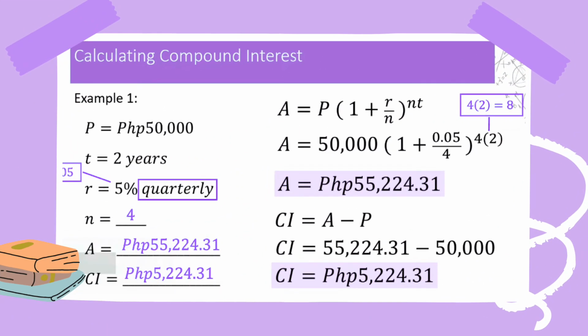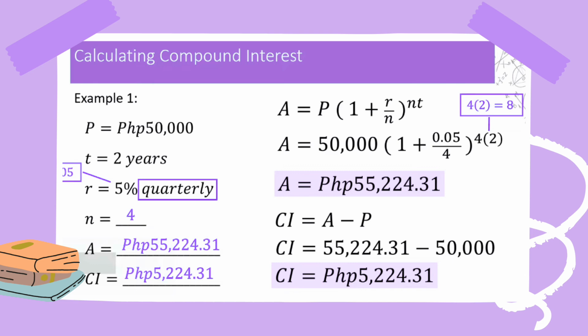Okay, example number 1 for calculating the compound interest. So we have P, the principal, that is 50,000 pesos. Letter T is equal to 2 years. For letter R is 5% quarterly. Then letter N is equal to blank. And A is equal to blank. Then C pertains to the compound interest that will be equal to blank. And again, here is the formula.